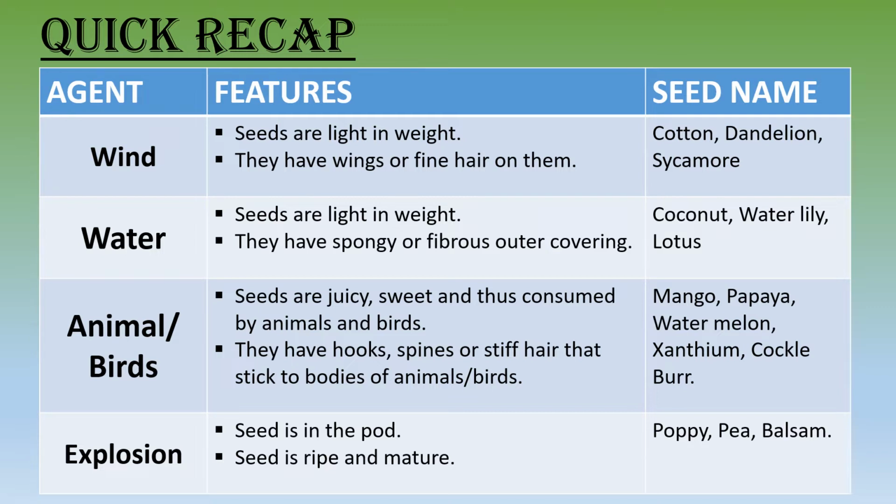The last agent is explosion. The seeds which are in a pod, after some time, get ripe and mature. They grow big in size and thus cannot fit into the pod. They break open the pod and move out. This is explosion. Dispersal by explosion, by breaking the pod. A few examples are poppy, pea, and balsam.